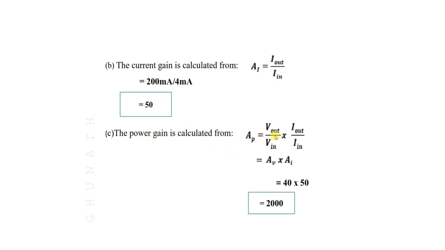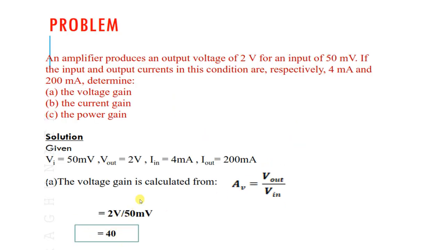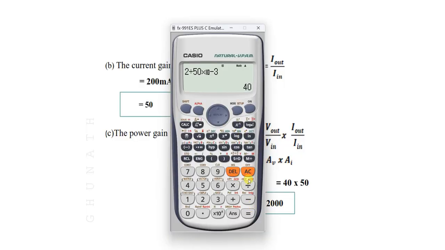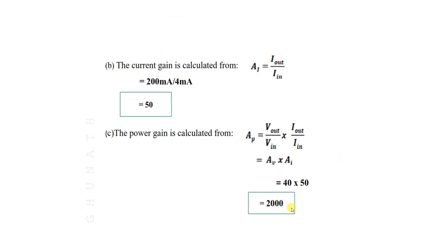Now power gain. The power formula is V into I. So output power is V out into I out, and input power is V in into I in. V out by V in is nothing but voltage gain, and I out by I in is current gain. We already have A V, which is 40, and A I is 50. So 40 into 50 is 2000. This is the answer. Power amplification also has no unit, so power is amplified by 2000 times.